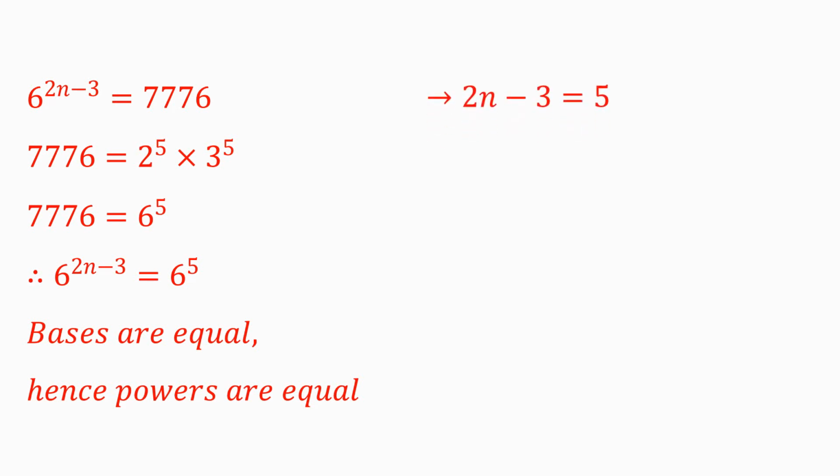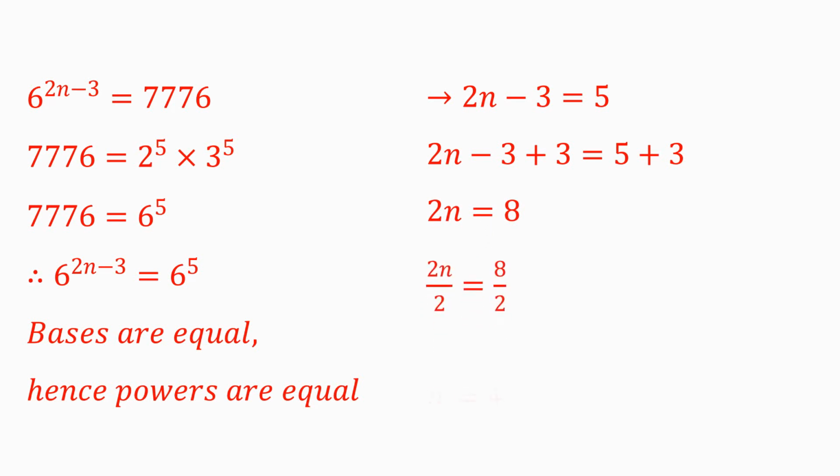Then we add 3 to both sides. We shall have 2n minus 3 plus 3 is equal to 5 plus 3. Then 2n is equal to 8. We divide both sides by 2, and we are left with n is equal to 4. Therefore, the value of n is equal to 4.